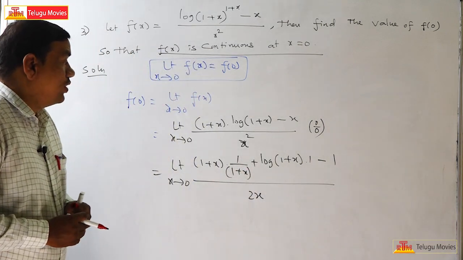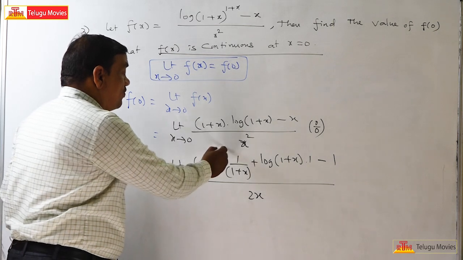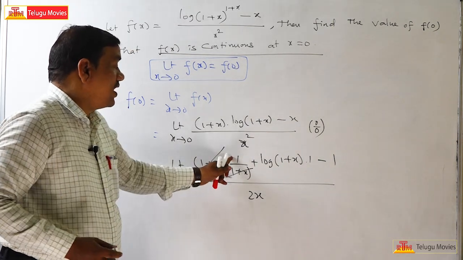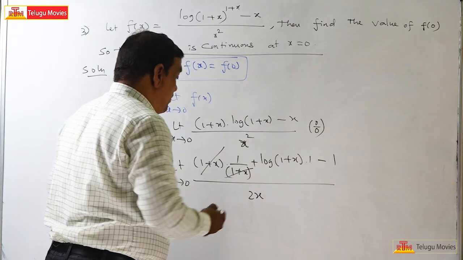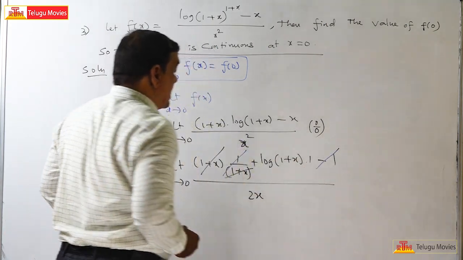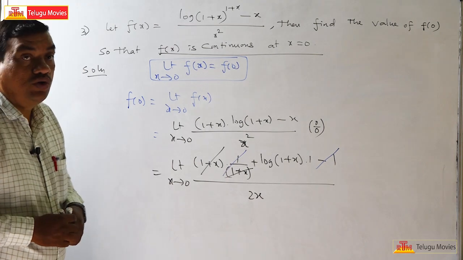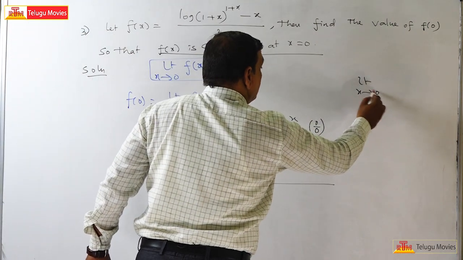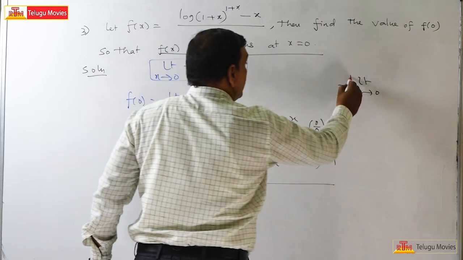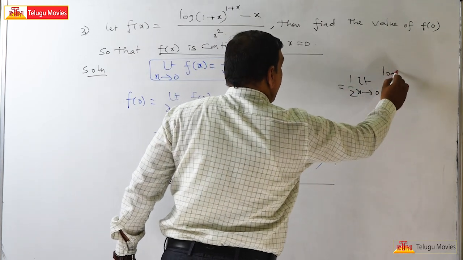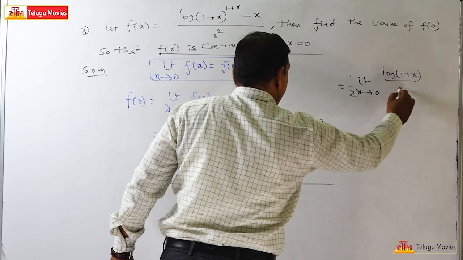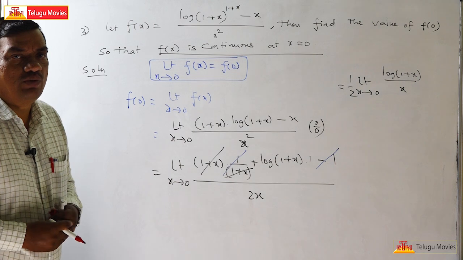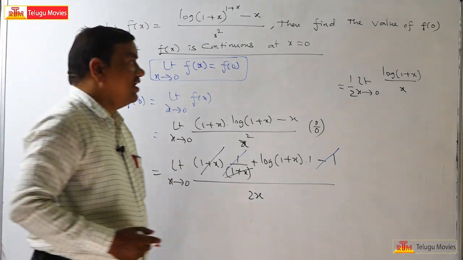Okay, now. Any more cancellations we will take. So, here 1 plus x cancels. Here 1 is there, and minus 1 plus 1 minus 1 also gets cancelled. So, this is equal to how much we will get? Limit x tends to 0, 1 by 2 taken outside, log of 1 plus x by x. Still again we are getting 0 by 0 form. So, let us apply the L'Hopital rule.